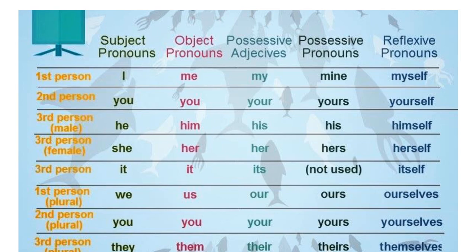The second person: you, you, your, yours, yourself. Now, in the third person, male: he, him, his, himself. Third person, female: she, her, hers, herself. For the third person, it: it, itself. We, us, our, ours, ourselves. You, your, yours, yourselves. They, them, their, theirs, themselves.